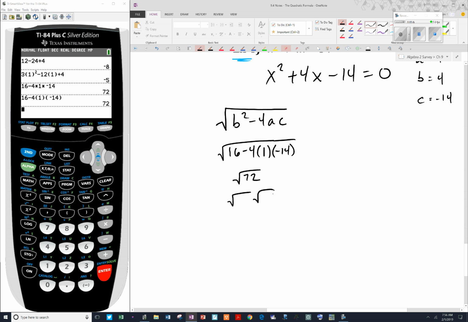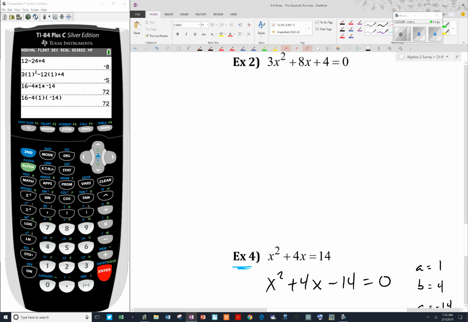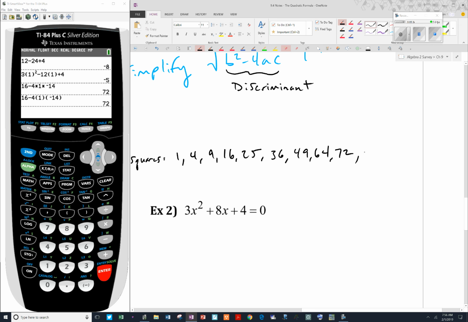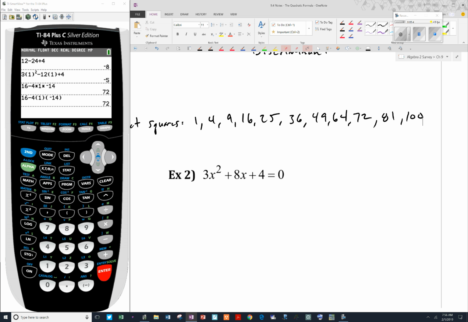Okay? What you're looking to do when you're simplifying a radical is find a perfect square that goes into the number. So you got to think of the number 72 and what factors it has. And you need to know what the perfect squares are. I'm going to write up here in our notes just a quick list of the perfect squares up to 100. That'd be 1, 4, 9, 16, 25, 36, 49, 64, 72, 81, and 100.